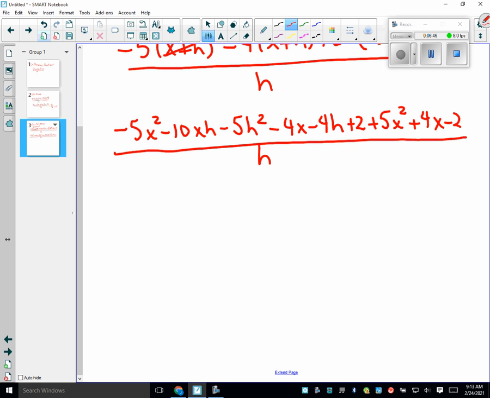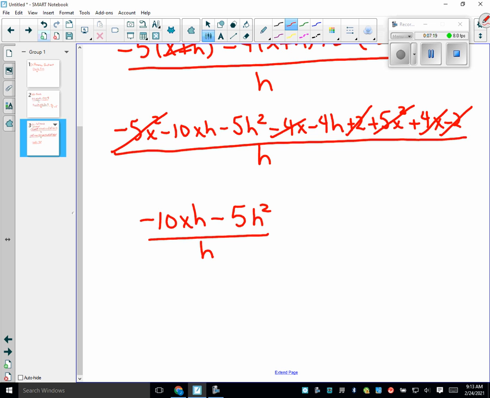All right. Looking at this, what happens to my 5x squared? They cancel out. So they're gone. Right? My 4x cancels out. The 2's cancel out. So I'm left with negative 10xh minus 5h squared over h. Oh, I forgot minus 4h, didn't I? Thank you. Right?